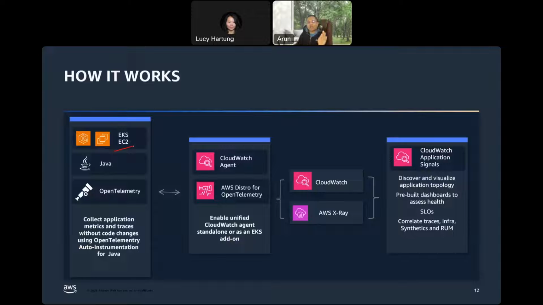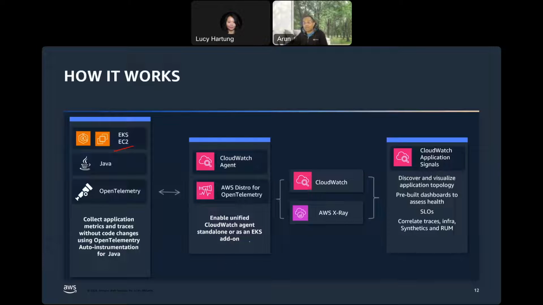You are not required to make any code changes in order to get started. All you have to do is configure the unified CloudWatch agent, which unifies the setup of the CloudWatch agent and the ADOT all in a single step. For EKS applications in particular, the CloudWatch agent can be enabled on your cluster as an EKS add-on.